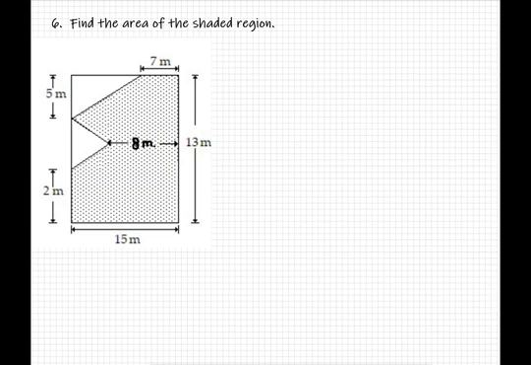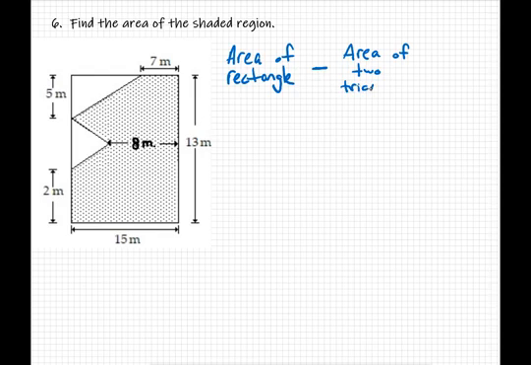Okay, so we want to find the area of the shaded region. Now, before we start dealing with the specific numbers in the problem, let's look at just a brief overview in terms of how we might want to approach the problem. Well, it looks like we're starting with a rectangle and then cutting out two triangles. So if we start off with the area of the rectangle, and then if we subtract off the area of the two triangles, that should leave us with what we're looking for, the shaded area.